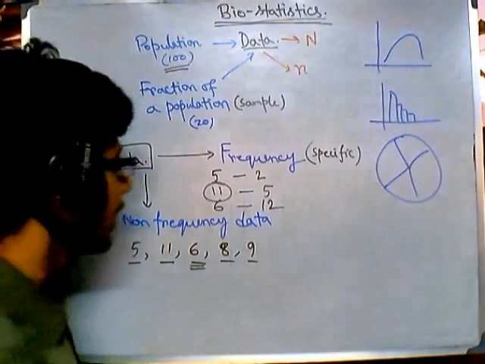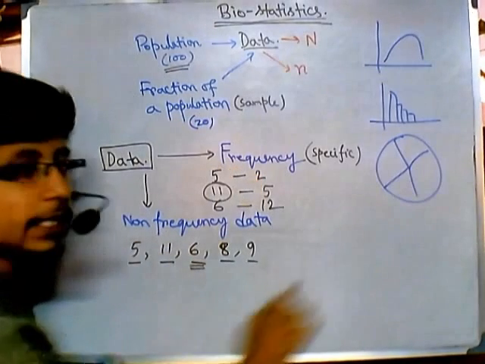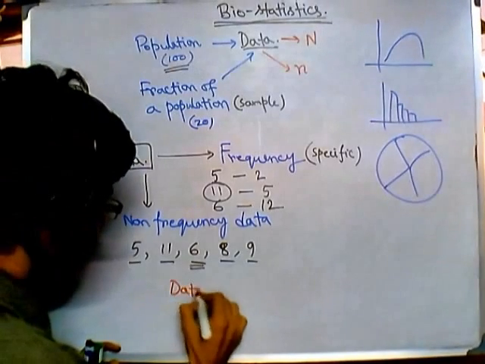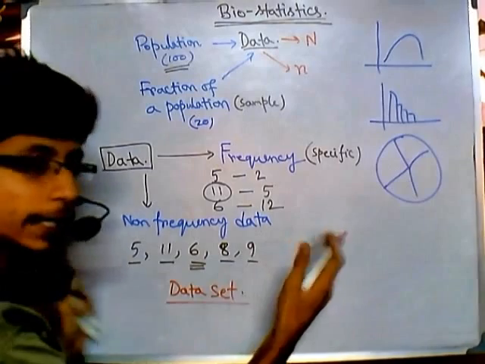Okay, simple as that. And once we get a set of numbers like that, a set of data, it will be called a data set. So it's a set of data.